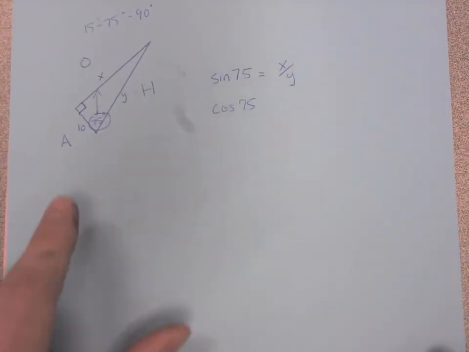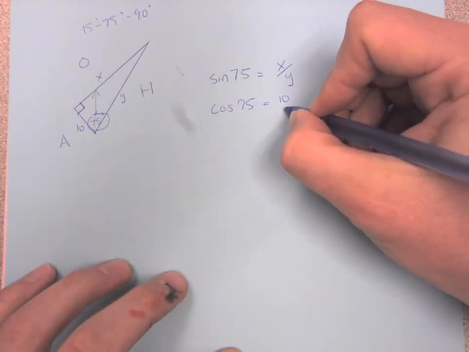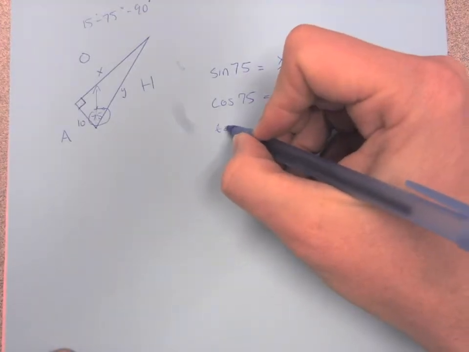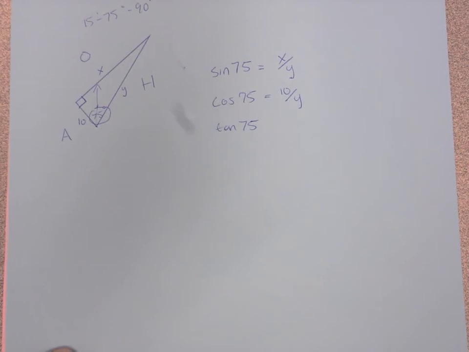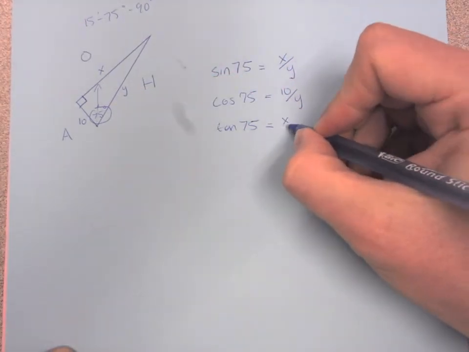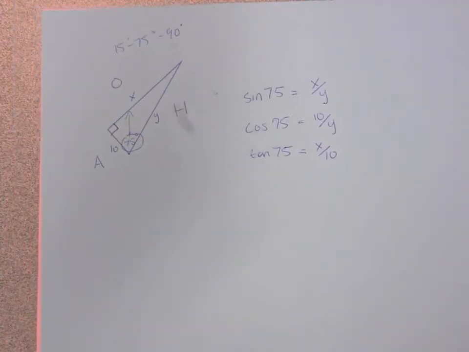Okay, so it's adjacent over hypotenuse. It would be 10 over y. Okay? And then the tangent of an angle is always the opposite over the adjacent. Okay? So it would be x over 10. Now you might be thinking right now, how am I ever going to remember all this stuff?